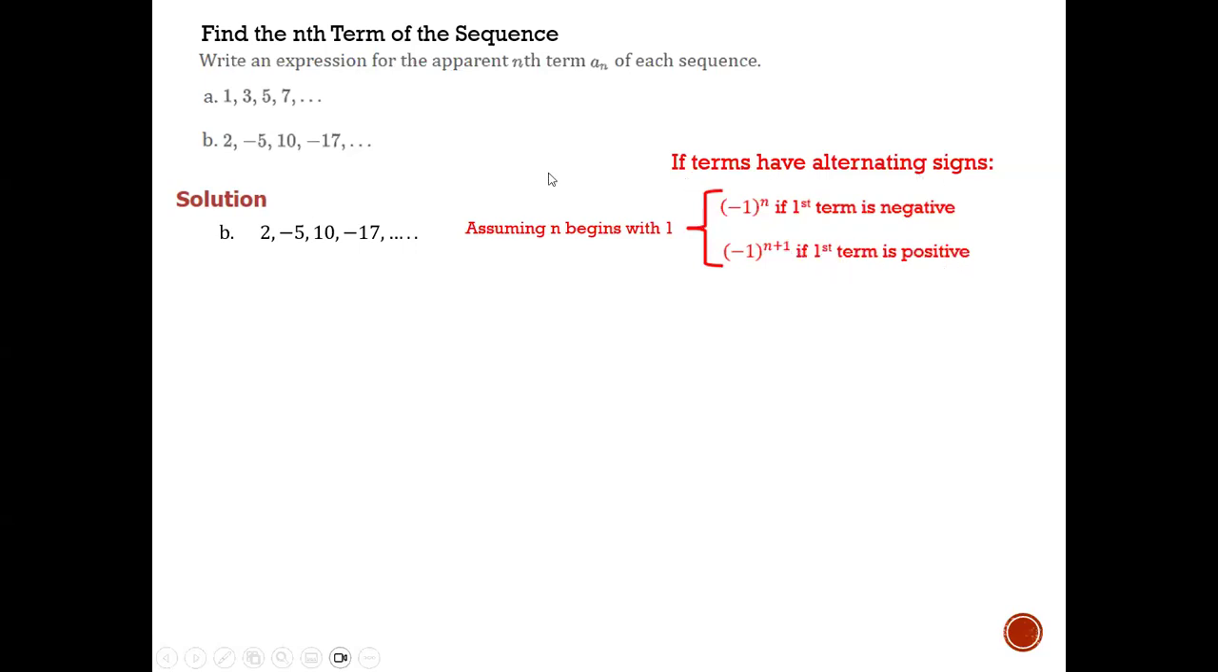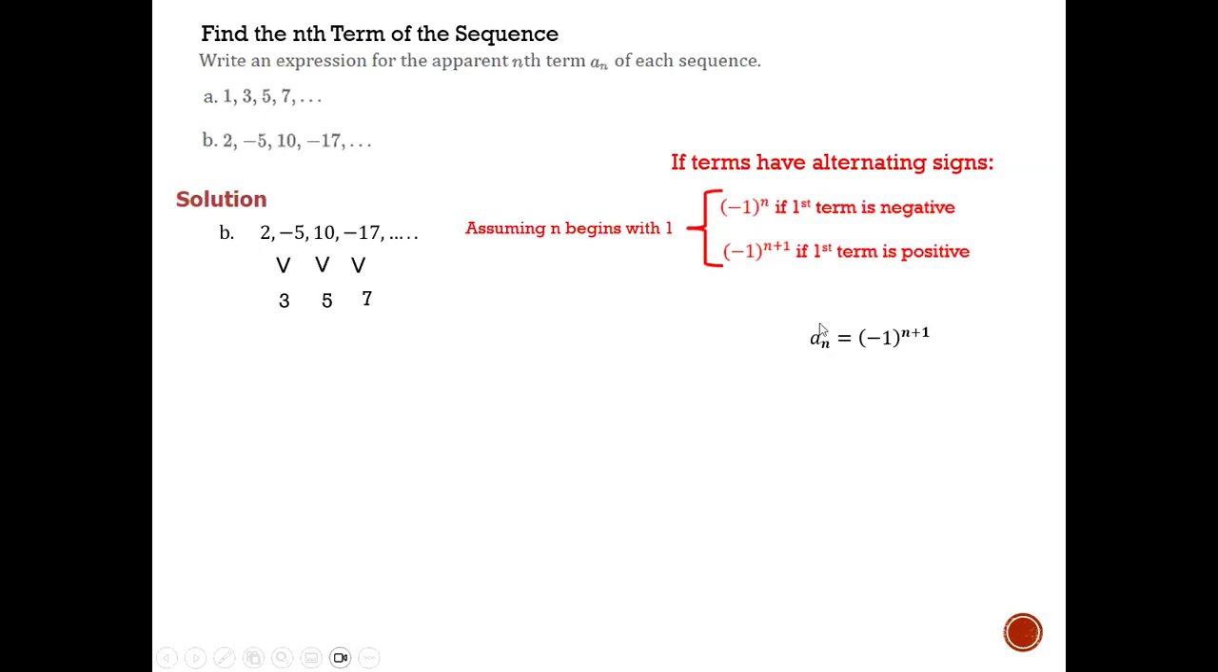So again, we have alternating signs here. We start with positive, negative, then positive, negative, and our first term is positive. So we're going to have to use this negative 1 to the n plus 1 as part of our expression, okay? So now let's work with the rest of it to see what other formula we're going to have. So if we take the differences here, between 5 and 2, it's 3. Between 10 and 5, it's 5. Between 17 and 10, it's 7.